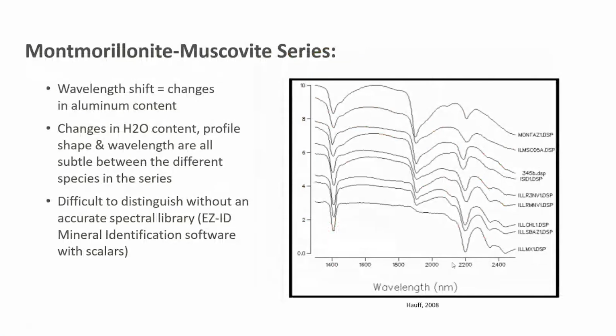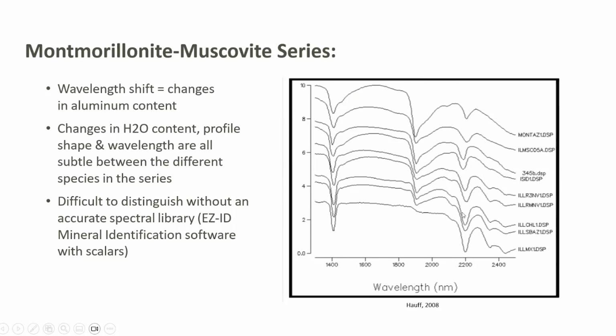A very important series is going to be the one from montmorillonite through to muscovite. So this goes through mixed layer smectite, illite, and illite smectite to illite. If we're looking at the very top here, this is montmorillonite, and you will notice how the 2200 nanometer feature shifts, and you will also notice how the 1900 nanometer feature in the montmorillonite essentially is gone by the time you get to illite.